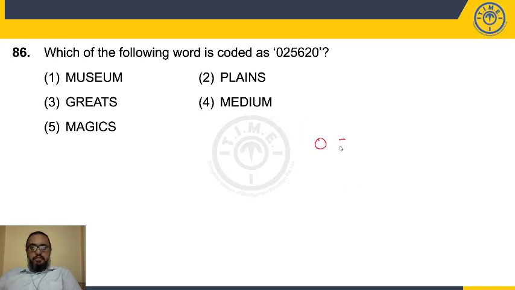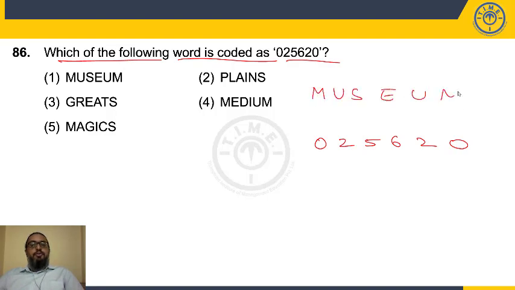Now it is the reverse. 025620. Now this is the code. He's asking which of the following words is coded as this. Okay. So we'll go option by option basically. So MUSEUM. So first basically check how many numbers are there. So we have 6 digits, a 6 letter word. It should be a 6 letter word and all are 6 letter words. Okay. So let us do option by option.